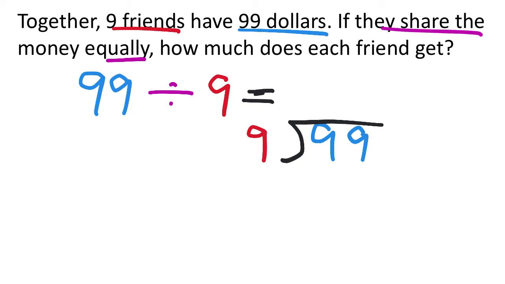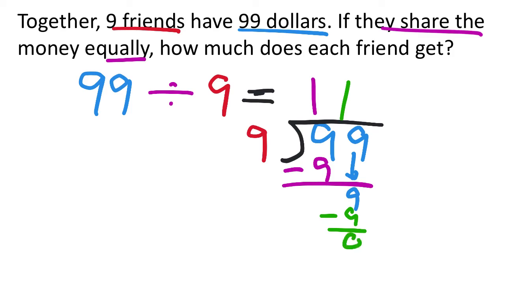So the red 9 will go into the blue 9 once. 1 times 9 is 9. Subtracting that out eliminates that tens place completely. There's none remaining. So I could drop the blue 9 in the ones place value, and the red 9 will go into that blue 9 still 1 time. So 1 times 9 is 9, and that eliminates all of the value. There's nothing remaining. So we get 11 as our final quotient, but again, we do need to label it. When it says how much, it was talking about dollars here. So the label on this one is in dollars.